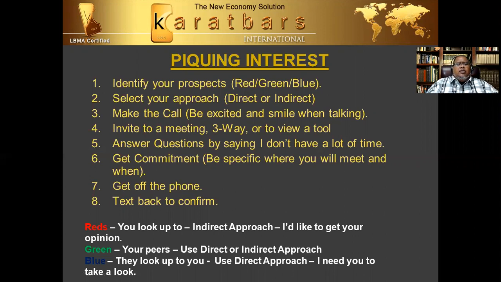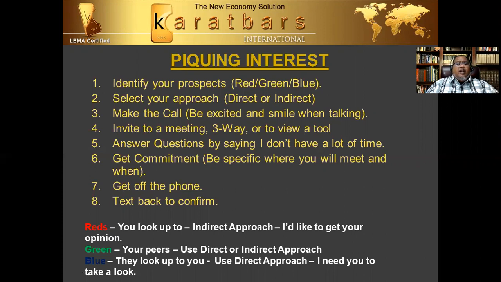Invite to a meeting, to a three-way, to a tool, or what have you. What that simply means is that you're piquing the interest with something else other than yourself. You're using third-party information. You're inviting them to get information from a meeting, from a three-way phone call, from a video, from your landing page, or some other third-party tool.